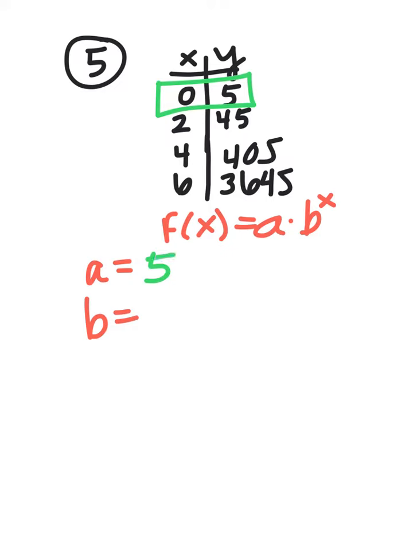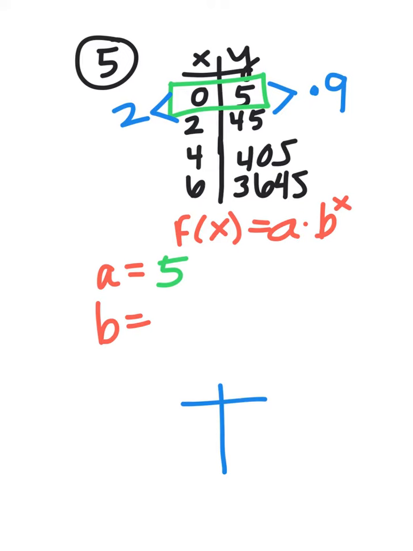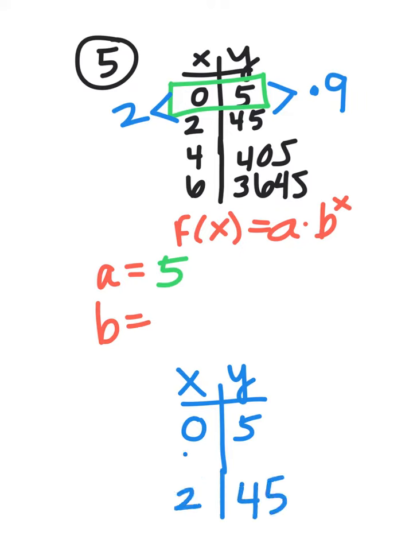Now, I notice that the table is multiplying by 9. What I also notice, though, is that's when x is 2. So there have been 2 multiplications and a total multiplication of 9. So if I look a little bit closer at the table, here's 0, here's 5, here's 2, here's 45. Something had to happen in between at 1.